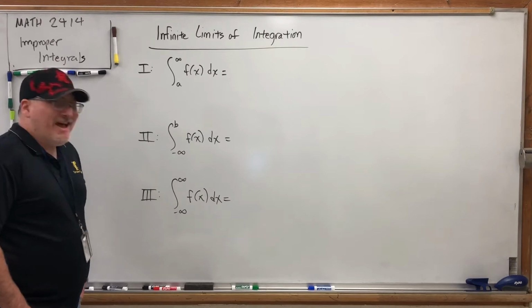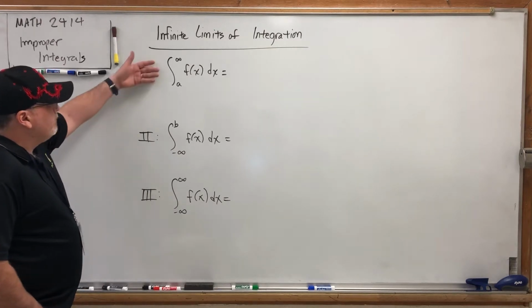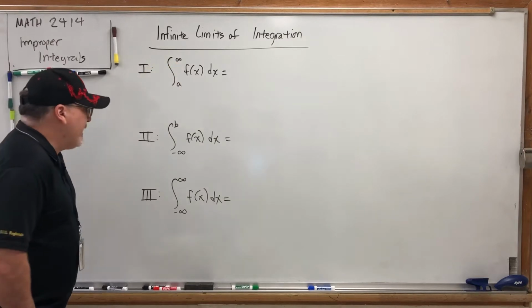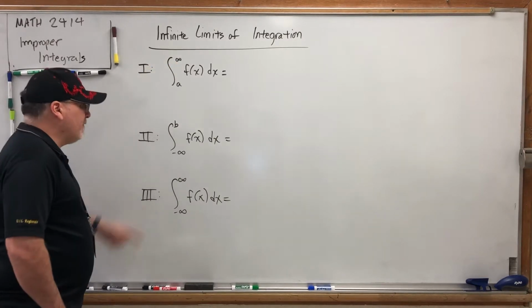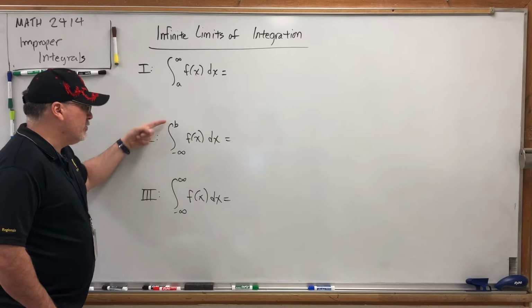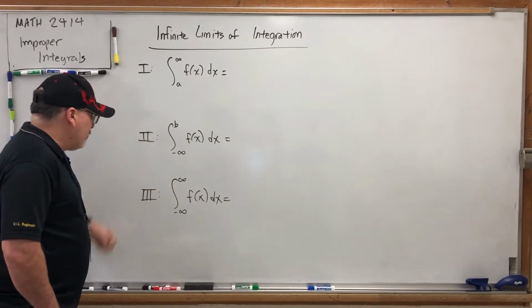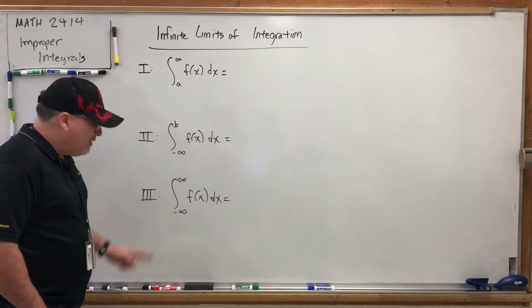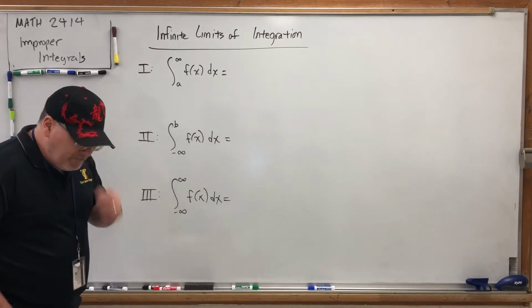And there's three categories. Category number one, you're integrating a function from some constant to infinity. Category number two, you're integrating some function from negative infinity to a constant. Or category three, you're integrating some function over the entire real number line from negative infinity to infinity.